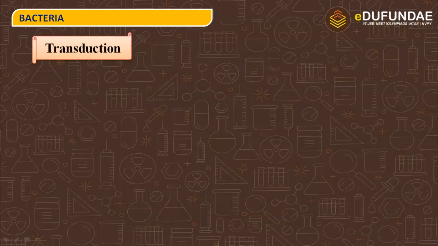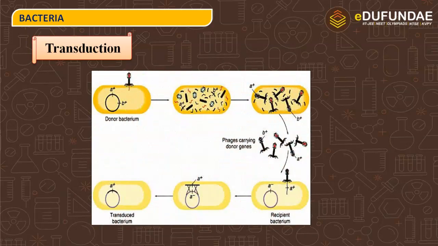Let us see the representation of transduction. Here we can see there is one donor bacterium to which the bacteriophage is attaching. Now the bacteriophage is entering inside the body as well as replicating inside. Now it will take up the A plus and B plus, or you can say A positive and B positive kind of plasmid from the donor bacterium. Now what its function is, it is carrying the phages, or you can say the donor genes. They are the donor genes that will be further entering the body of the recipient bacterium.